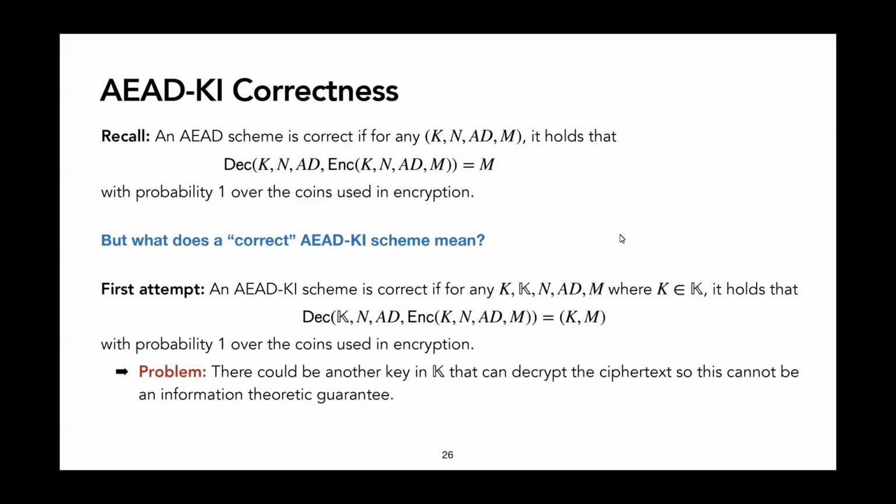Well, as a strawman proposal, let's try this. An AADKI scheme is correct if for any key vector, nonce, associated data, and message, where in particular the key is in the key vector, it holds that when we encrypt the message with the key and then decrypt the resulting ciphertext using the key vector, we get back the original key and message with probability 1. But there's a problem here, which is that there could be another key in the key vector that can decrypt the ciphertext. So this cannot be an information theoretic guarantee.